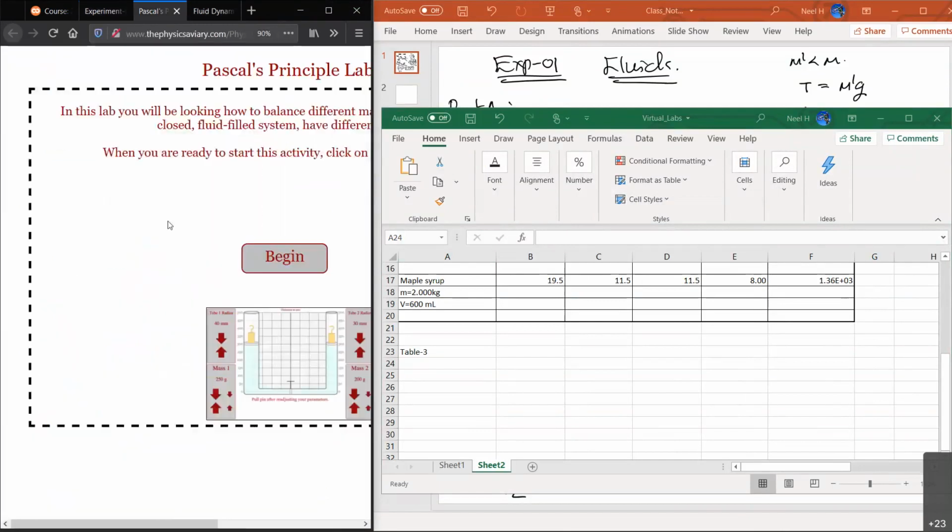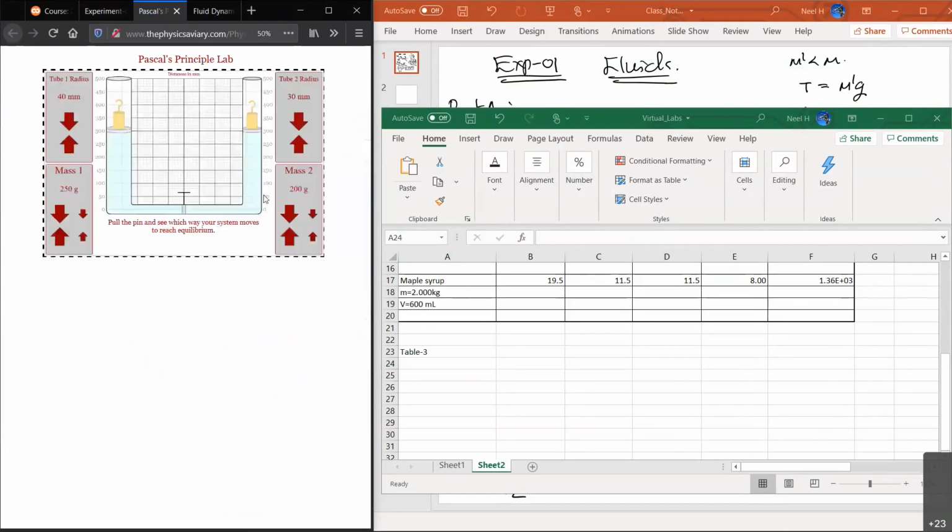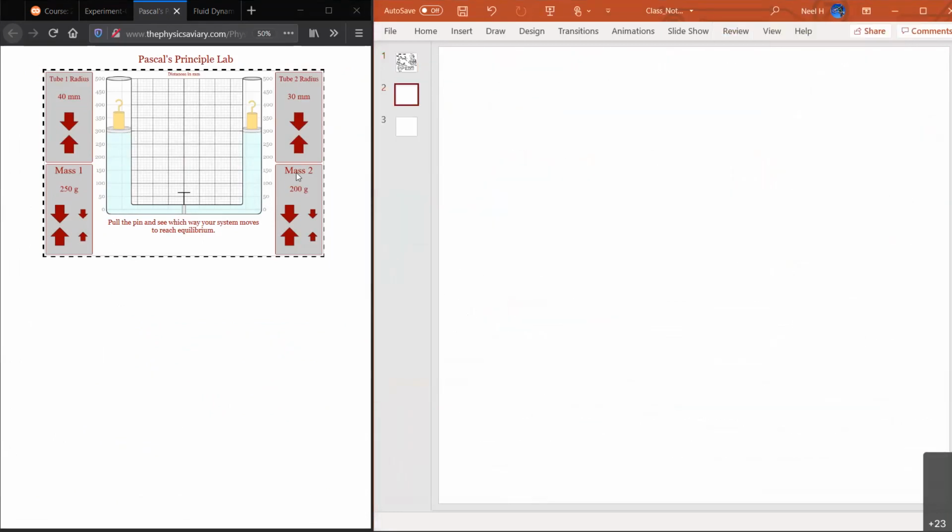That will open up a new simulation. Click on begin. So that's our simulation for the Pascal principle. Pascal principle is actually how the pressure changes inside the U-tube. There should be water or any other fluid, and then there should be two pistons, and the pistons have to have some weight, right? So let's take a look at what we're doing on Pascal principle here.